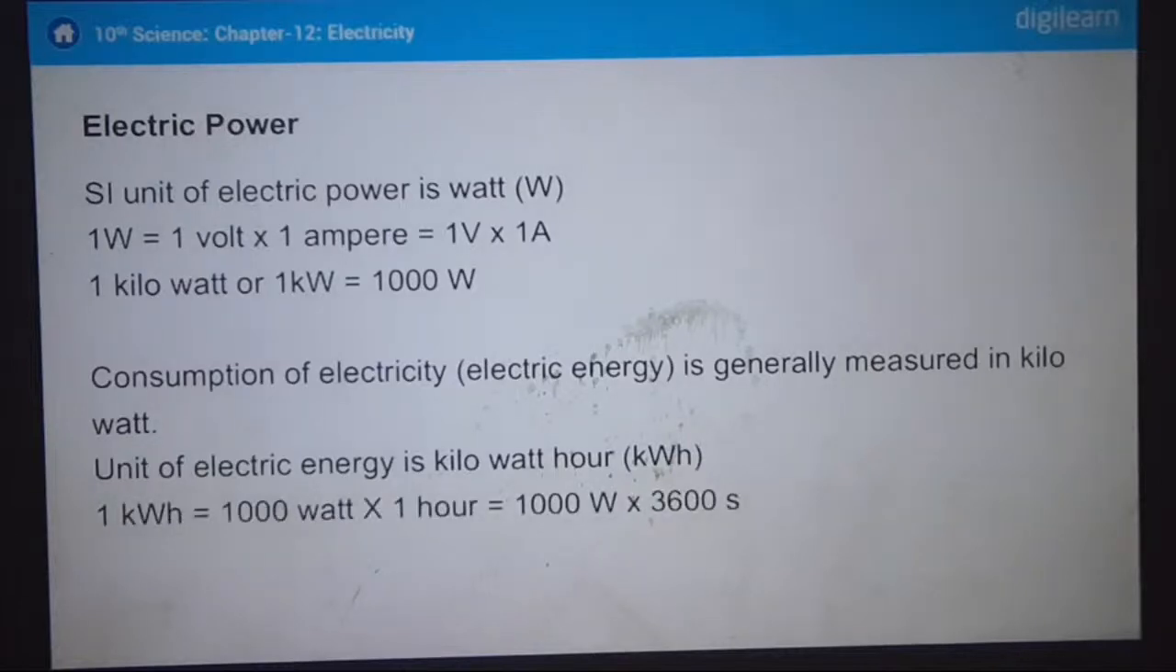1 kilowatt hour equal to 1000 watts into 1 hour, that is equal to 1000 watts into 3600 seconds. Or 1 kilowatt hour equal to 3.6 into 10 raised to 6 watt second, that is equal to 3.6 into 10 raised to 6 joules.